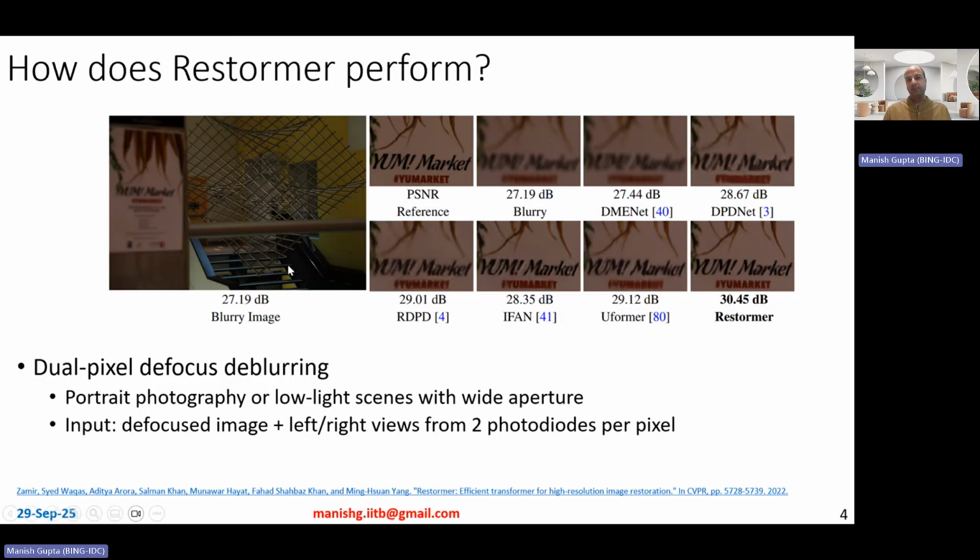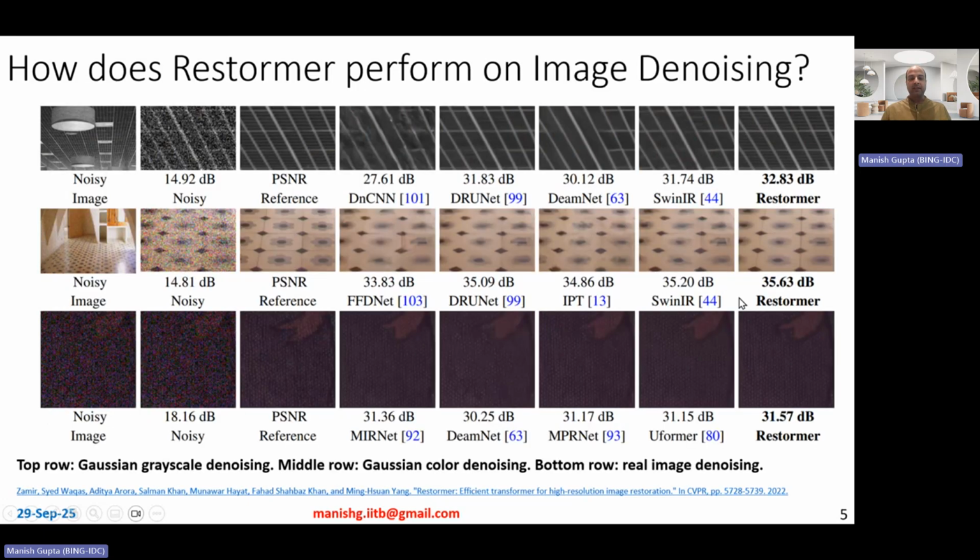So you could use Restormer as an algorithm to do this dual pixel defocus deblurring, where the input is a defocused image and the left-right views from the two photodiodes per pixel. And you can observe that from this blurry image, the Restormer model is still able to extract out the words very accurately. Okay. Last example. How does it perform on image denoising? Here is the noisy image, and it's a small patch to show the kind of Gaussian white noise that has been added. This is grayscale noise. And across these different models, you can observe Restormer really gives you the most faithful output.